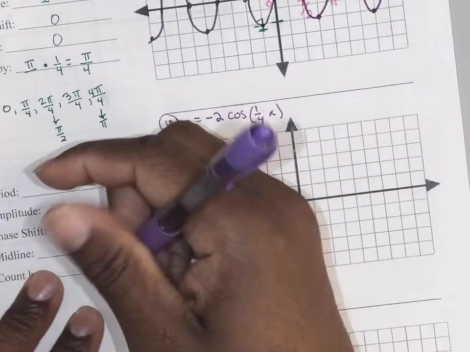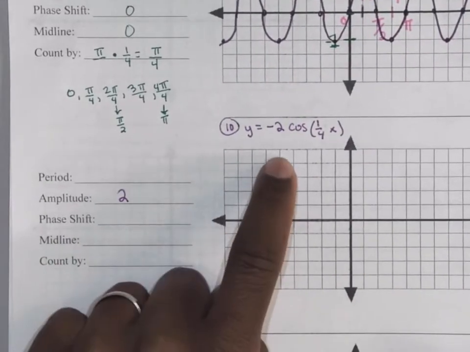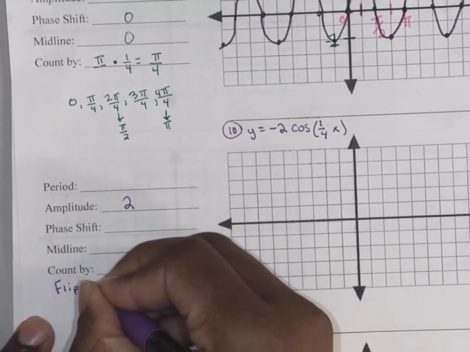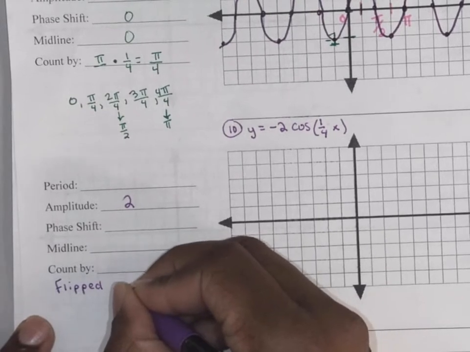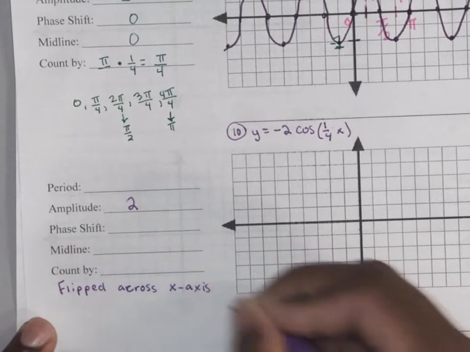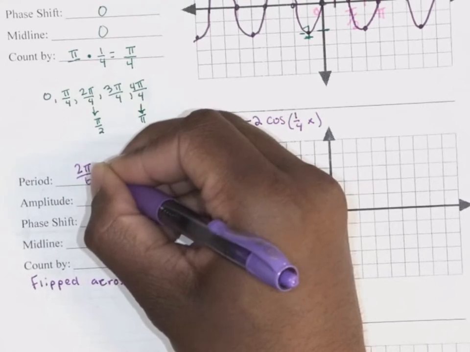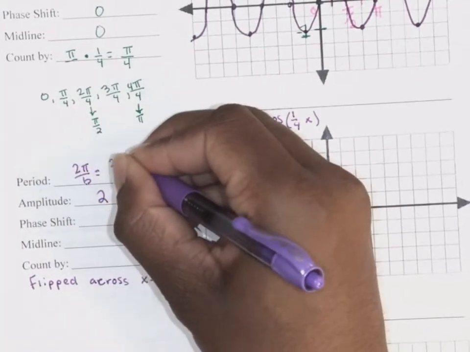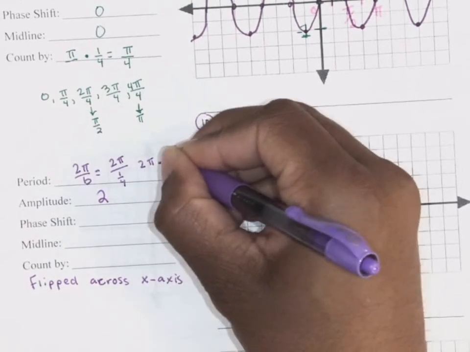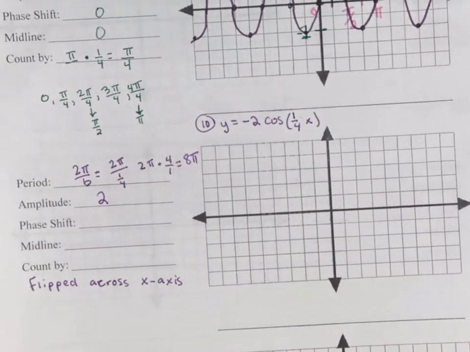All right, amplitude first. It'll be 2. It would be negative 2. This negative 2 is actually going to flip it across the x-axis. So find the period, 2 pi over b. b is 1/4, so 2 pi over 1 over 4. I'll keep 2 pi and I'll multiply by 4 over 1. So I get a period of 2 pi times 4, which is 8 pi.